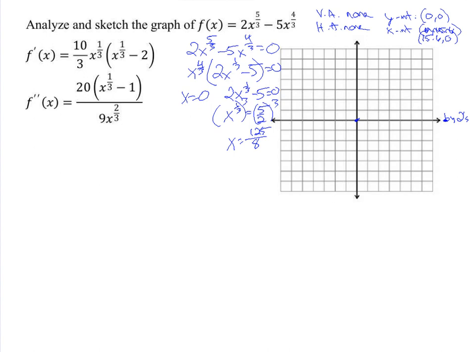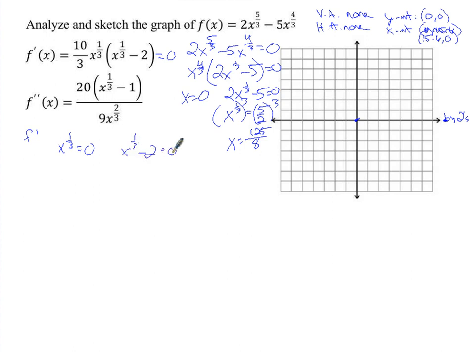Okay, so we've taken the derivative now, and we feel proud about the fact that we got this derivative. We set it equal to 0. So for f prime, what do we do? Well, first of all, since I set this equal to 0, I can get rid of that 10 thirds, right? Multiply both sides by 3/10 and it's gone. So then I can use the zero product property, and I have x to the 1 third equals 0. X to the 1 third minus 2 equals 0.